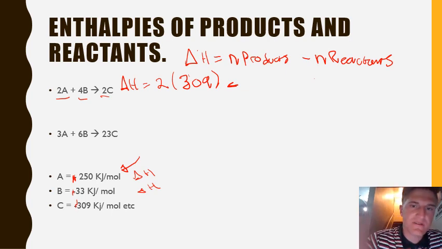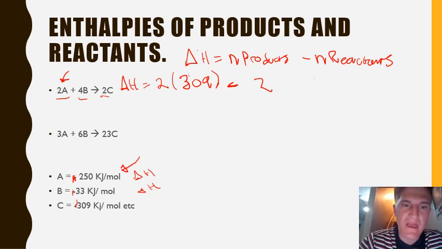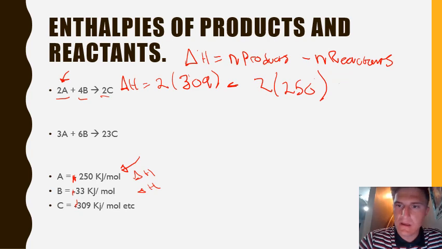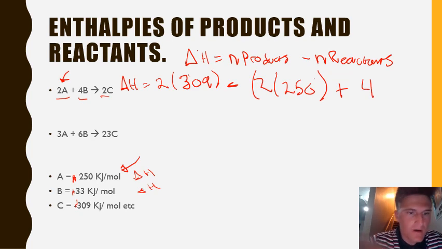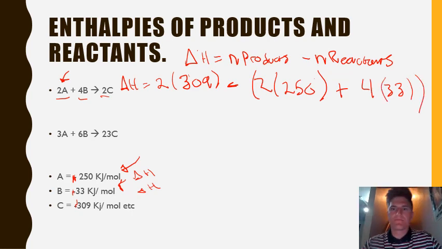And so we come down to the table, we say, okay, A, we have 2 moles. Just to remind ourselves, 2 moles of A, which is 250 kilojoules. And then we're going to add that with 4 moles of B, which is 33 kilojoules. Great. And so just like before, it's just algebra after this.